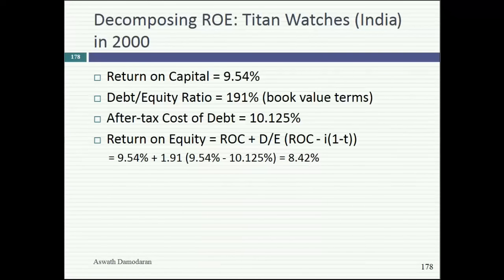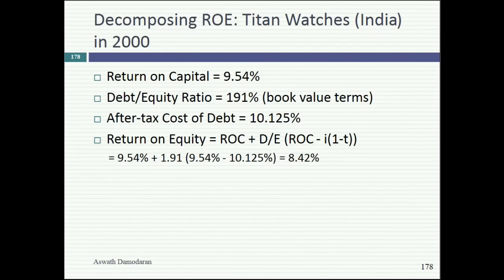And they did. So I computed the return on capital, and this is in rupee terms 20 years ago, and they were making a 9.54% return on capital. Not bad, right? Then I computed their after-tax cost of debt. It was about 10.13%. So basically, you're borrowing money at 10.125%. You're investing in projects at 9.5%. You keep borrowing money. Guess what's going to happen to your return on equity? It's going to keep going down.